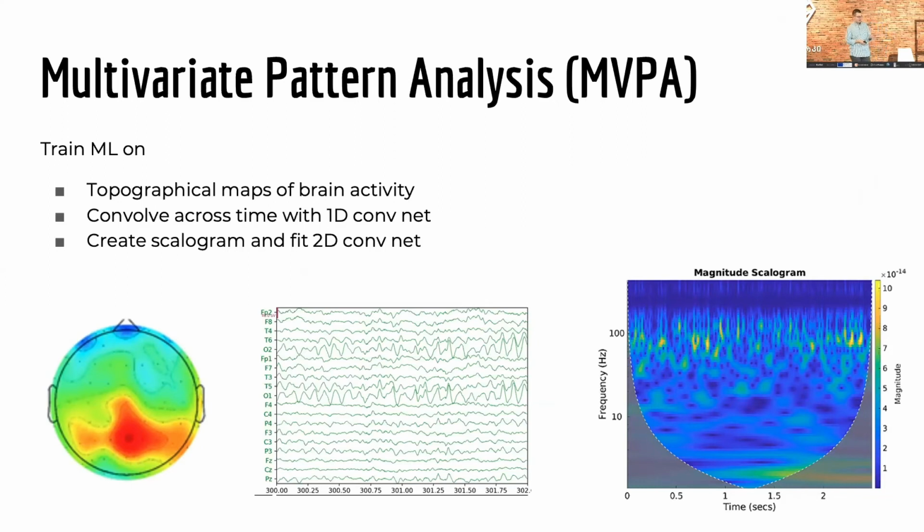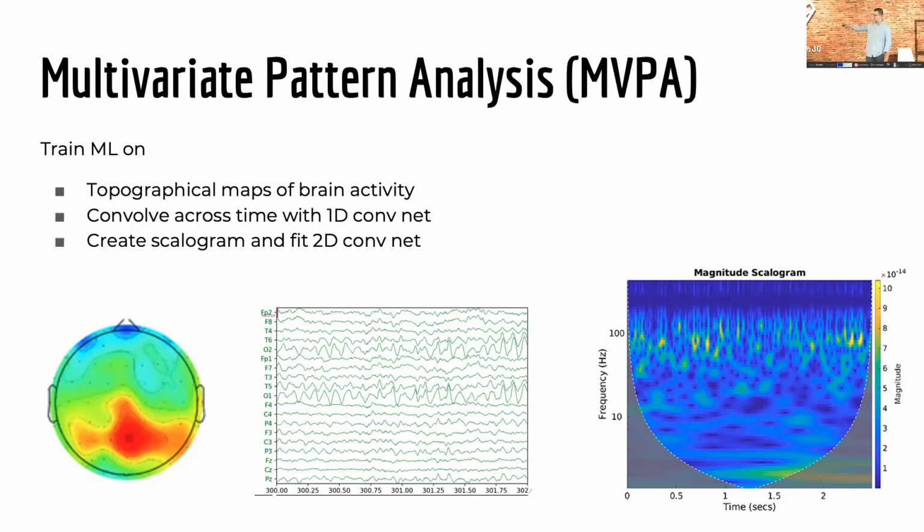Another approach is that you could convolve across time with 1D convolutional nets across all of the electrodes, and then maybe you could decode some information from there. Another approach, and I believe they achieved one of the highest performance, but it's very difficult to do this kind of thing in real time. So for example, if you have a real-time brain-machine interface, you most likely won't be able to do 2D convolution.